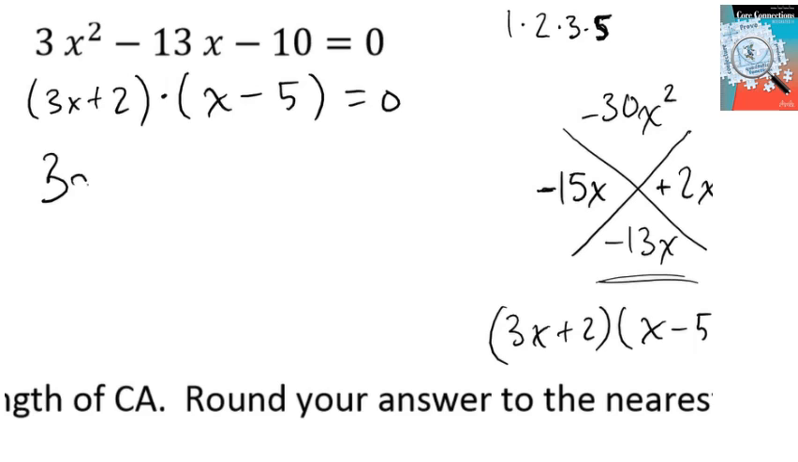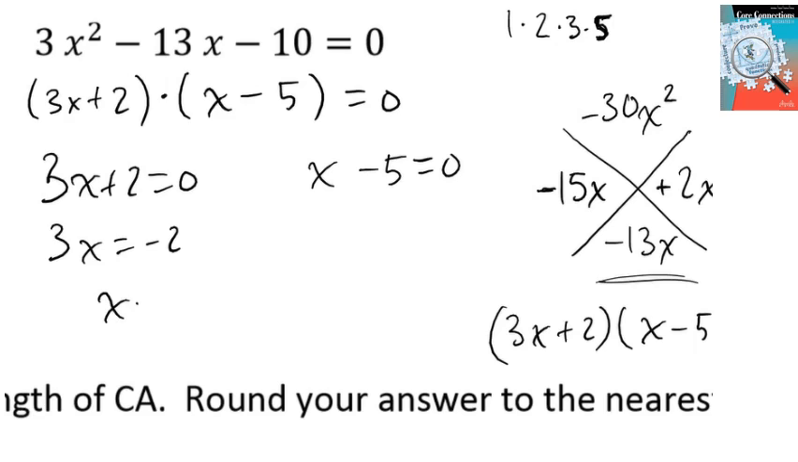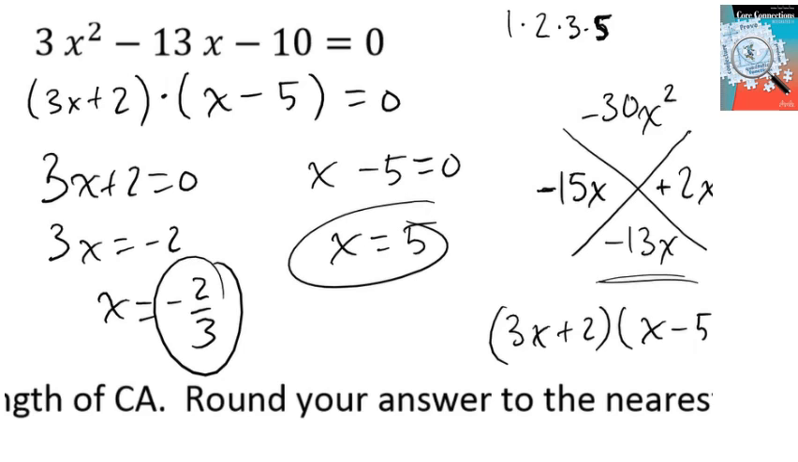So I'm going to write 3x plus 2 is equal to 0, and I'll also write x minus 5 equals 0. In the first case, this means that 3x has to equal negative 2, therefore x is negative 2/3. This is a value of x that works in the equation up above, right? That works. And the other value that works is x is equal to positive 5.